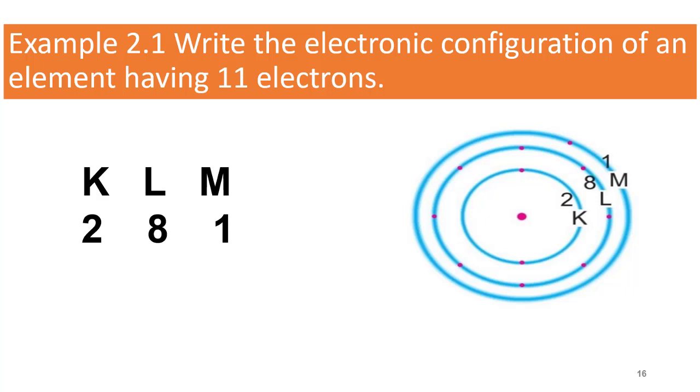Thus, K and L shell have accommodated 10 electrons. The remaining 1 electron will go to the M shell, the outermost shell of maximum energy in this case. So, the electronic configuration will be written as 2 electrons in K shell, 8 electrons in L shell and 1 electron in M shell.